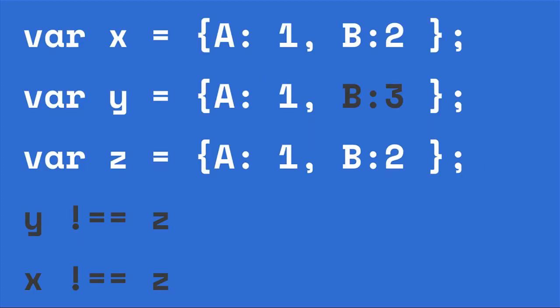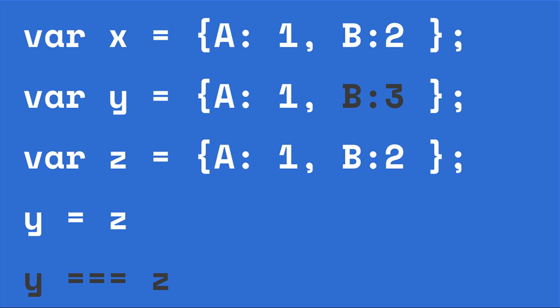Imagine we've got three objects, x, y, and z. x and z are actually the same because they have the same key and value pairs, but y is different because b equals 3 instead of 2. So y is not equal to z, and that's what you'd expect. But also x is not equal to z because it's not worrying about what's inside the object, it's just looking at the variable name. And then if you changed y.b to 2, then y is still not equal to z because it's just looking at the variable names.